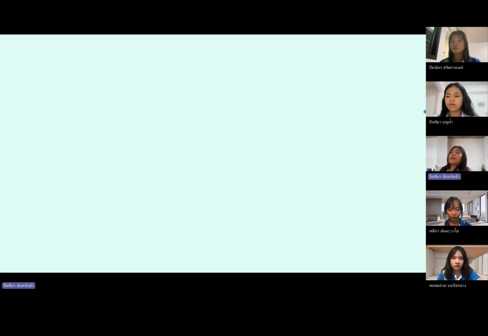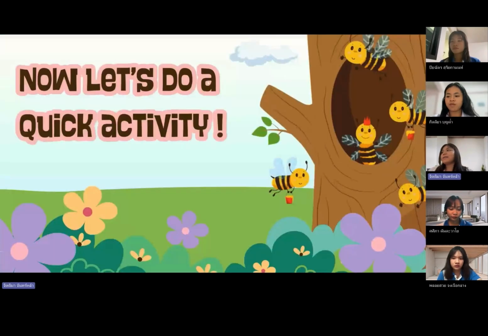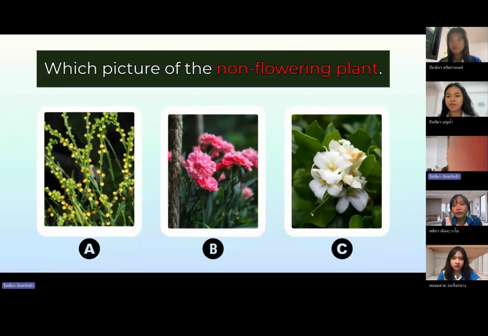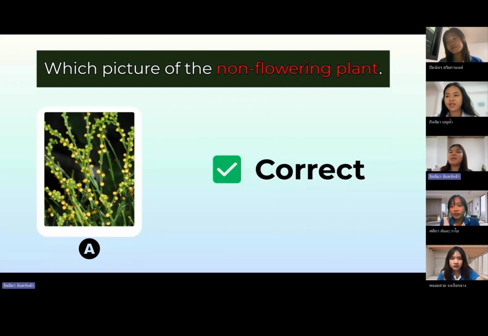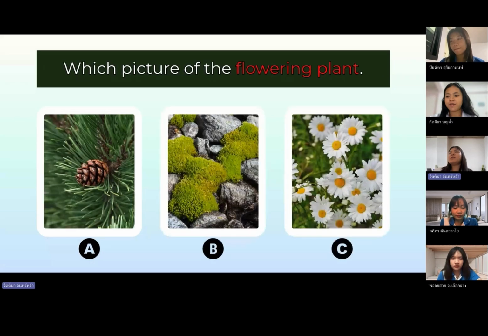Now let's do a quick game. Are you ready? Yes. Okay. With the picture of the non-flowering plant. A. Yes, A is correct. And with the picture of the flowering plant. C. Yes, C.